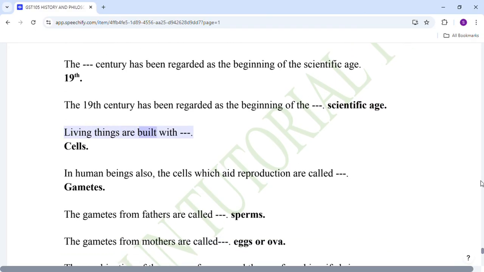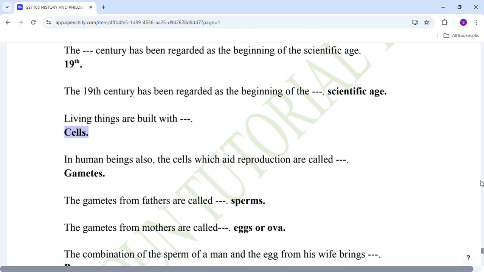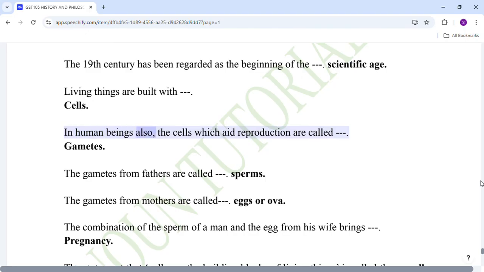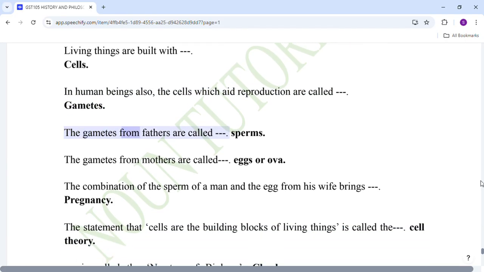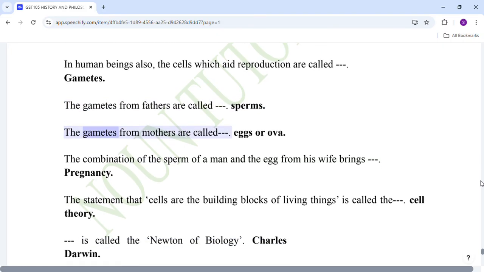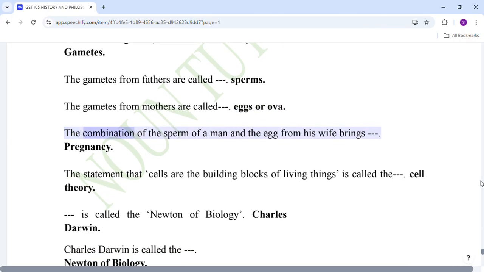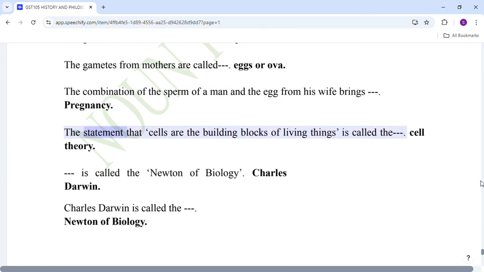Living things are built with cells. In human beings also, the cells which aid reproduction are called gametes. The gametes from fathers are called sperms. The gametes from mothers are called eggs or ova. The combination of the sperm of a man and the egg from his wife brings pregnancy. The statement that cells are the building blocks of living things is called the cell theory.